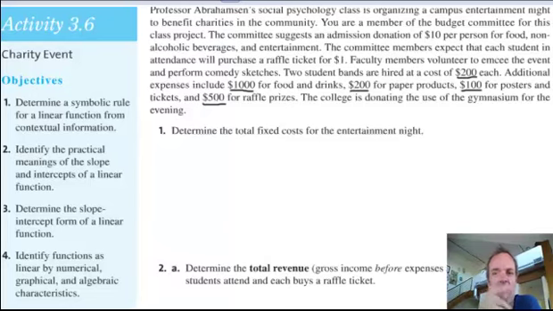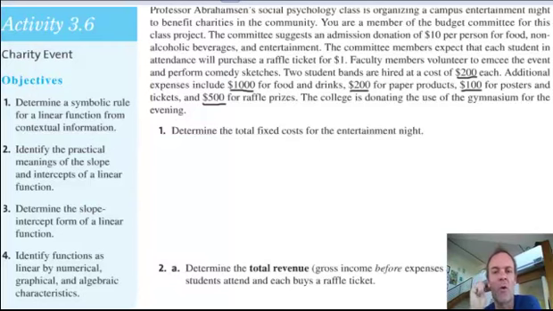Right, okay, nice big problem here. Okay, some charity event. Determine the fixed costs for the entertainment. Now, fixed costs are those things that don't change. I mean, if it costs you $5 for every person that comes in, then that changes. 2 people, $10, 3 people, $15.